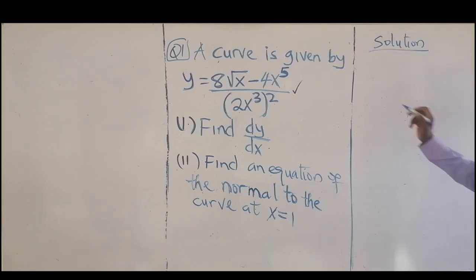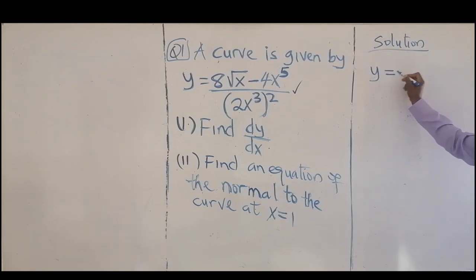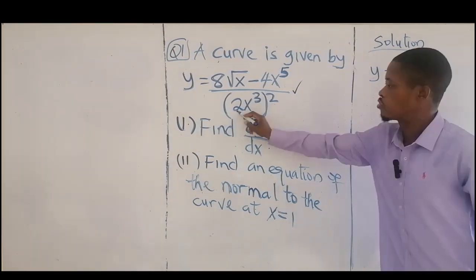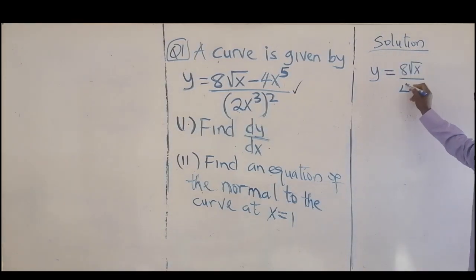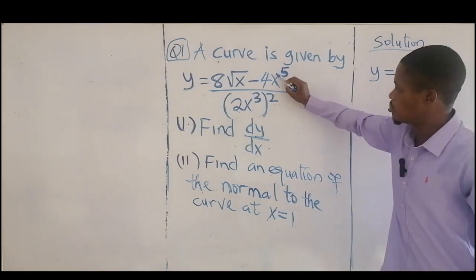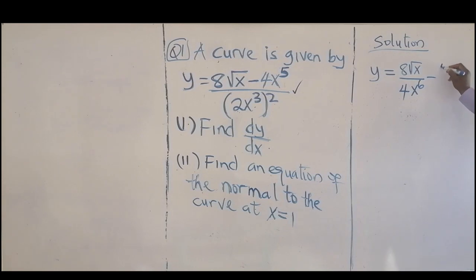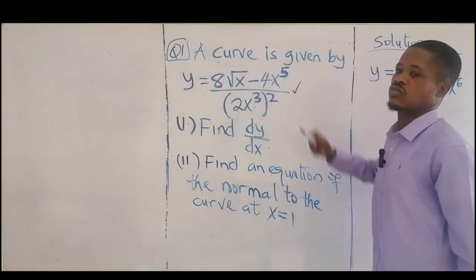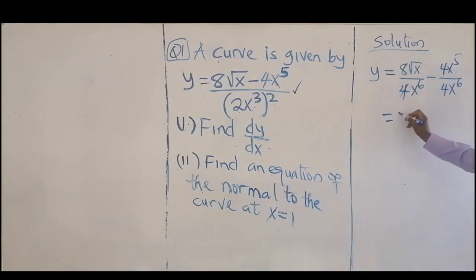Step 1, do the algebra. That will be y equal to what? Over 2 squared, that's 4. And then x to the power 3 squared, that's what? Minus this one also over this. That's 4x to the power 5 all over 4x to the power 6. So that's the algebra: this one over this one minus this one over this one. This we cancel, so we have 2.